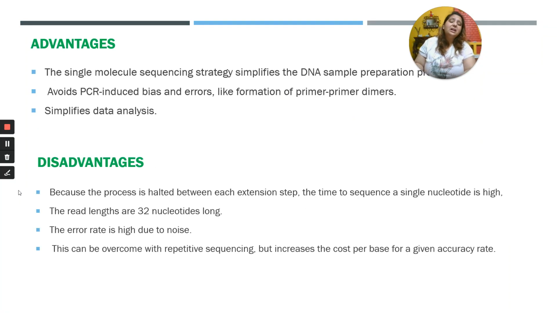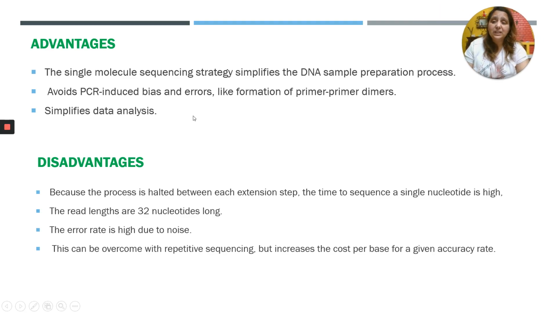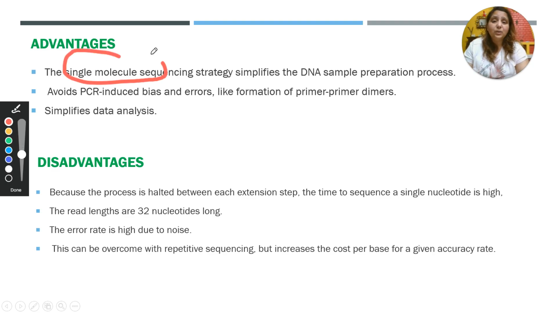However, the advantage of this technique was that it was able to solve the problem of homopolymers, which was there specifically in the case of the 454 sequencing. ठीक है, तो उस problem को बहुत efficiently solve किया था Helicos sequencing में. But at the same time, it did not involve any PCR bias because there was a single molecule sequencing strategy. And primer dimer formation was not there, and there was a very simplified data analysis. Photo खींचो और उसको analyze करो.